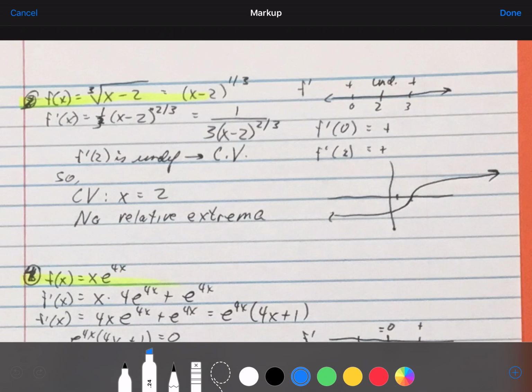So number 3, f of x equals the cube root of x minus 2. Excuse my mess up on the 3 there. But as we typically do, we're finding the derivative of this, so I'm going to write it as (x minus 2) to the 1/3, right, to make it easier to find that derivative. So then f prime is 1/3 times (x minus 2) to the -2/3.